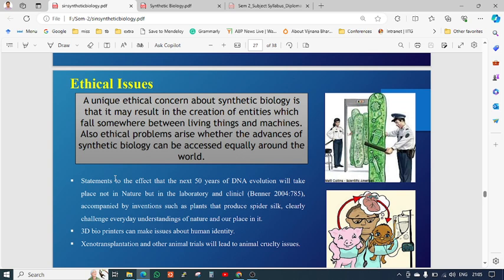Some people say, oh no no, it is good. Some people say no no, it is bad. There may be a risk. So where do we go? Whether we go for right or whether we go for wrong. So this is mainly a class discussion.